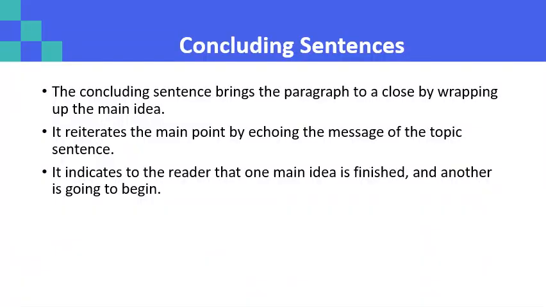The final part of your paragraph is a concluding sentence, and this brings your paragraph to a close by wrapping up the main idea. And there's a couple different ways that you can end a paragraph and conclude. Usually you would restate the main idea, and you would kind of take the ideas from your topic sentence, but use different words or phrasing just to restate that idea. You could summarize the main points that you make, but the important thing is that it indicates to the reader that the one main idea is finished, and then we know that another is going to begin in the following paragraph.